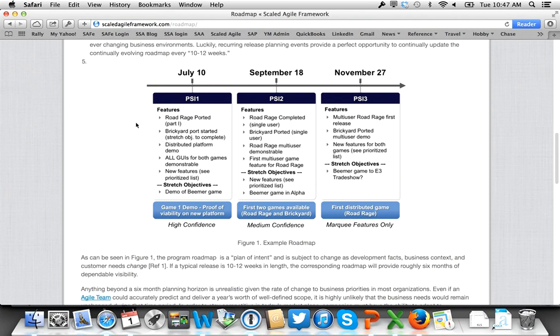So if you can still see my screen here, what you're looking at is basically a blow-up of our discussion of, in this case, a 3 PSI roadmap. The first PSI is committed. There are some stretch goals that aren't committed. The second PSI is forecast, and the third one is please destroy this slide after you read it.